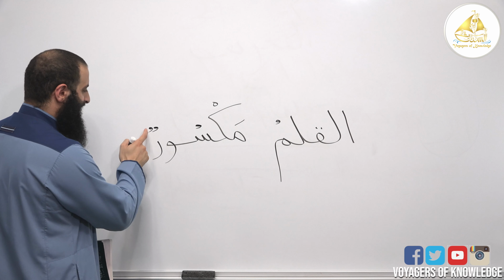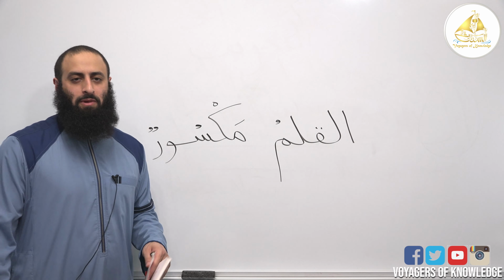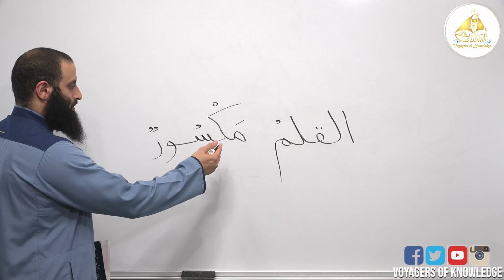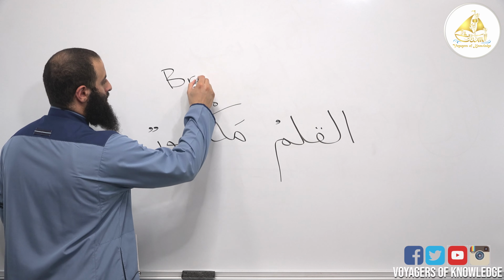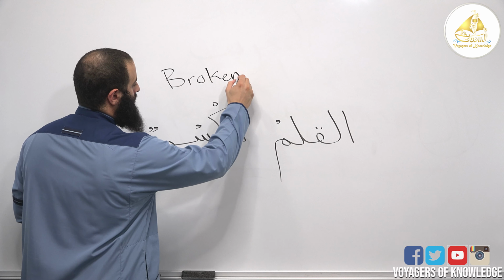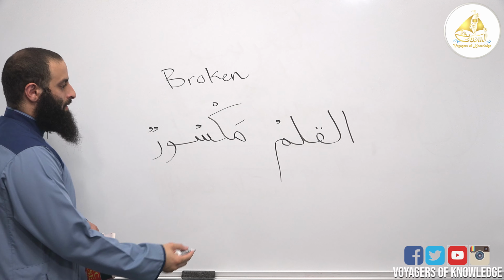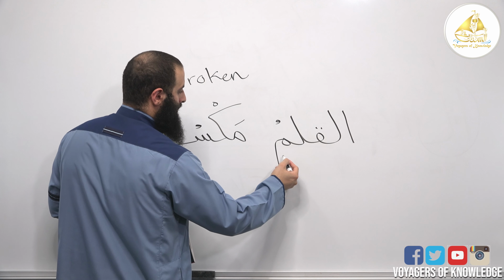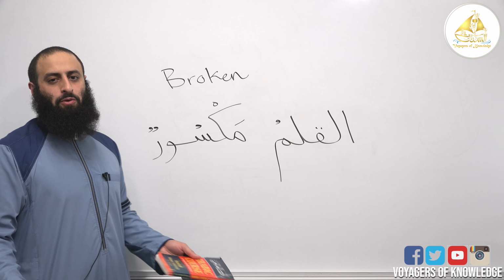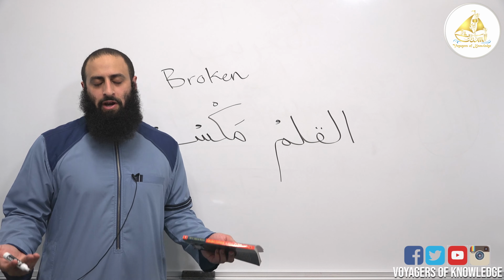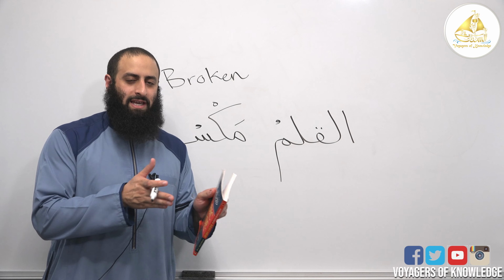Maksurun. Well, why does this have a tanween? And what does this word maksur even mean? Simple. Maksur means broken. Read this. The pen broken. What did we say that we don't have in English language or the Arabic language? There's no one single word that says is.